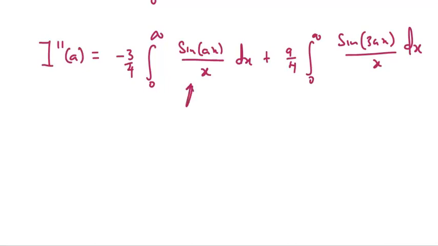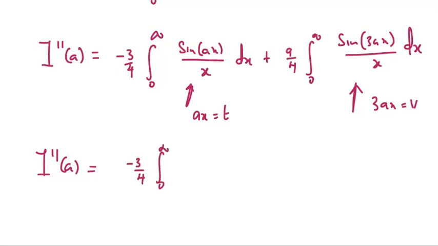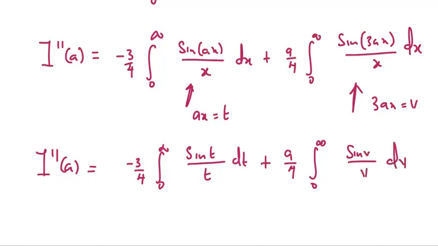So for this part here, if you make the substitution, letting ax equals t, and for this part here, you make the substitution, letting 3ax equals, let's use v. So everything turns out to be I prime prime of a is going to be equal to just negative 3 by 4 integral from 0 to infinity. So this will be sine of t divided by t dt. And then plus 9 by 4 the integral from 0 to infinity. This is going to be the sine of v divided by v dv.